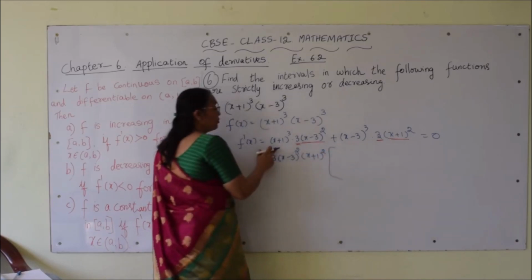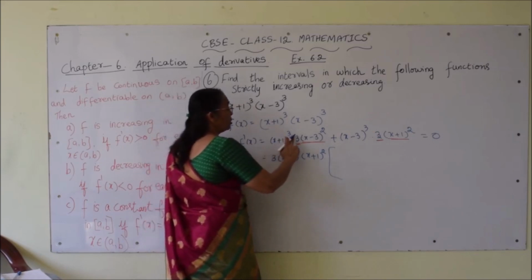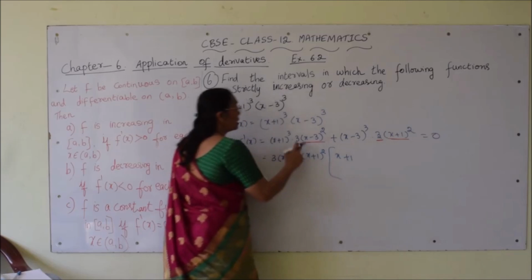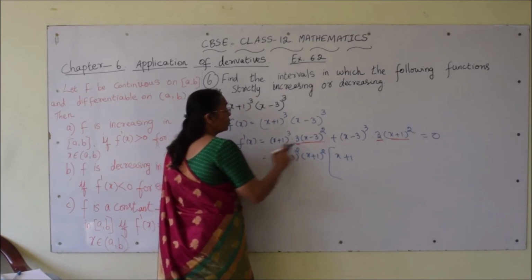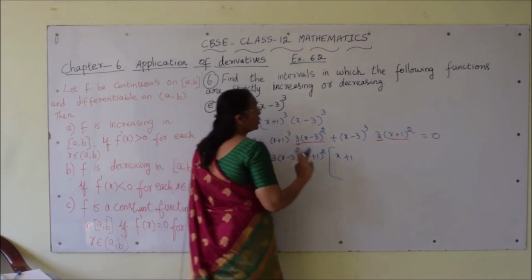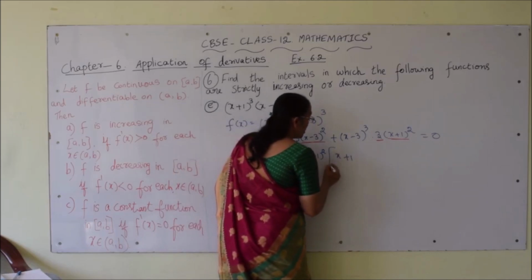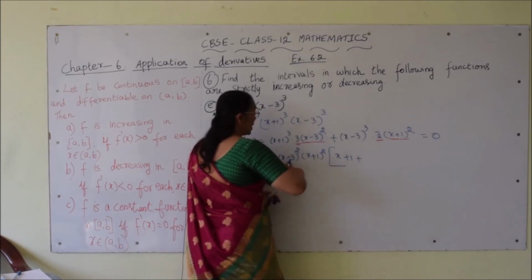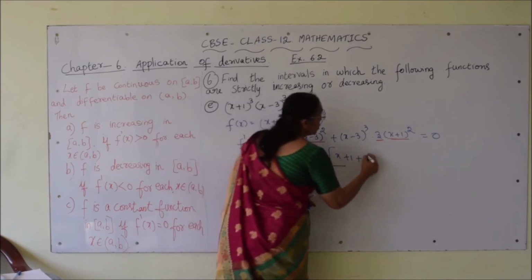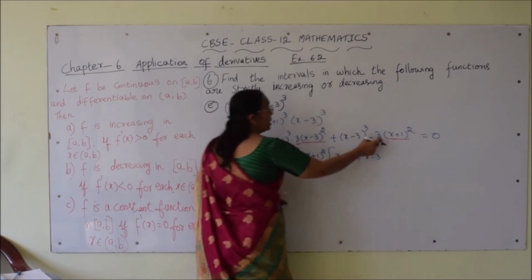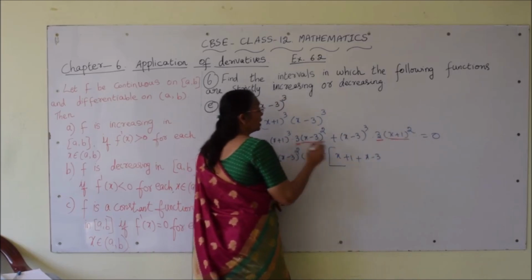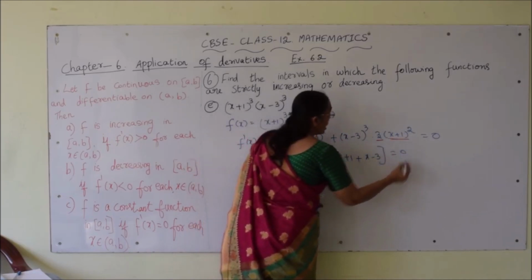So what will be left over in the first term? It is (x plus 1) whole cube. We have removed (x plus 1) whole square, so only the x plus 1 term is left over. 3 is taken outside, and (x minus 3) whole square is also taken outside. Now coming to the second term, plus (x minus 3) whole power 3. We have taken (x minus 3) whole square, so x minus 3 is left over. 3 is taken outside and (x plus 1) whole square is also taken outside. So these terms are equal to 0.